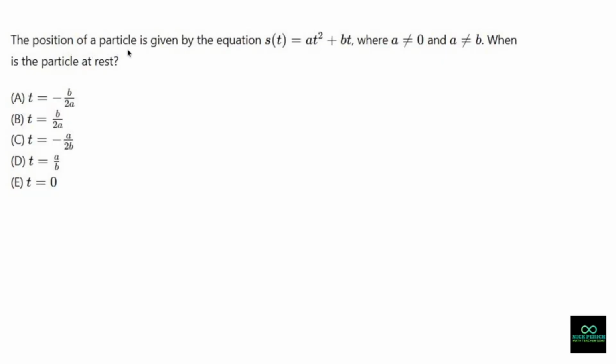The position of a particle is given by the equation s of t equals at squared plus bt, where a and b are not 0 and a and b are not the same. When is the particle at rest? Well, the particle is at rest when the velocity is equal to 0. Now we find the velocity by taking the derivative of the position function. So we want to know when the derivative of that is equal to 0.